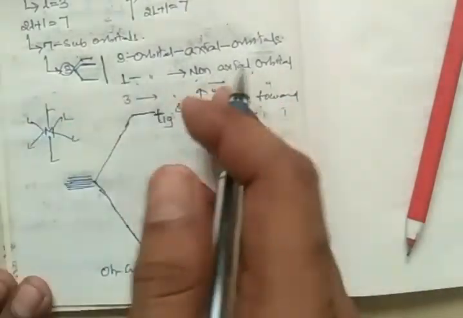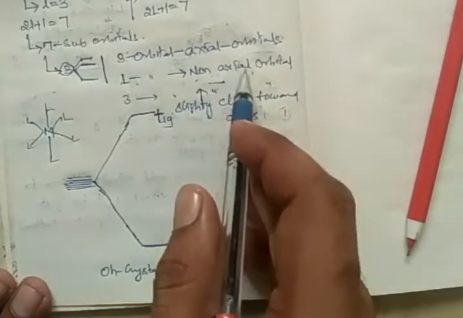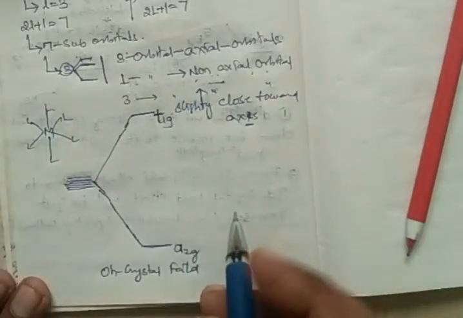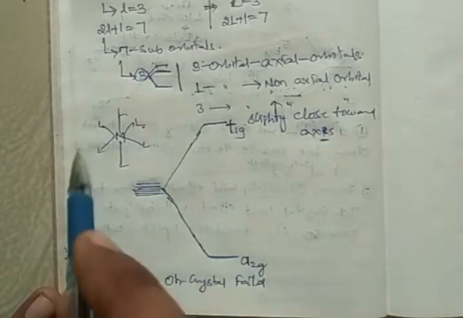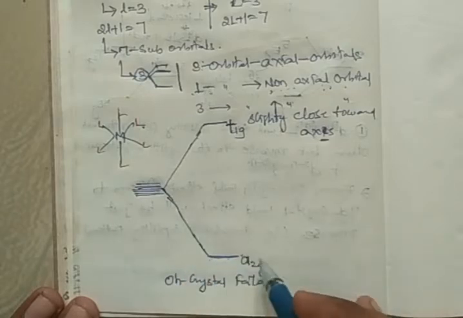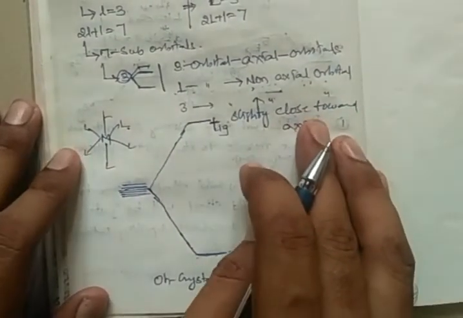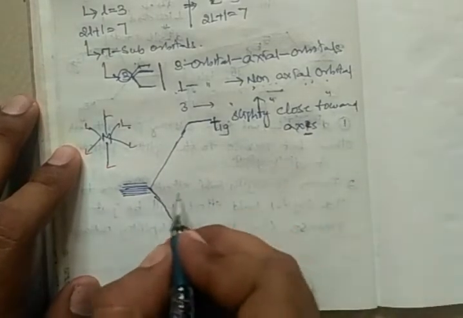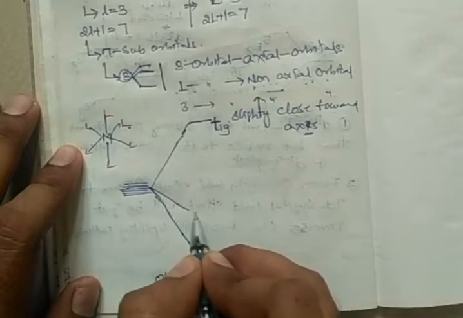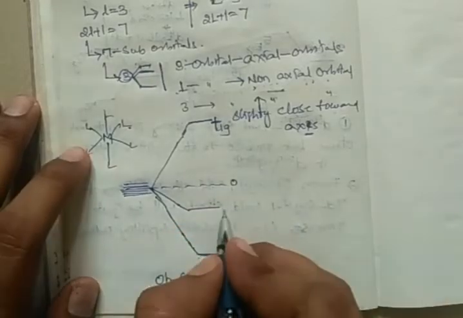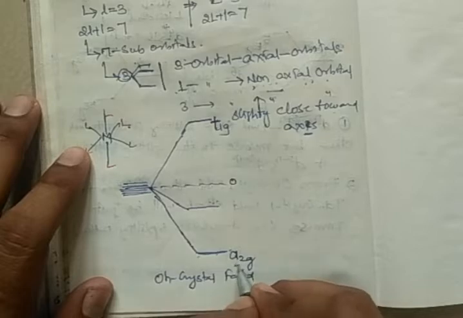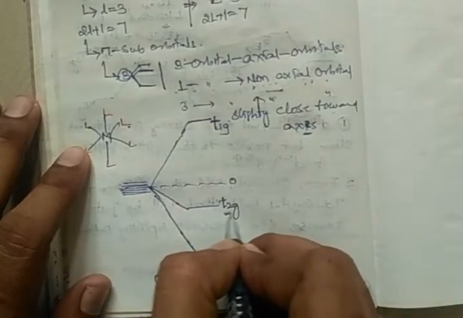And once we go to the non-axial orbitals, the one single non-axial orbital has lobes totally away from the coordination axis. So as its lobes are totally away from the coordination axis, it will never be influenced by the ligand side. Thus the single non-axial orbital will be stabilized, right? Once it is stabilized, it will reach the lowest energy level. After that, the next three orbitals, as they are slightly towards the axis, just slightly lower their energy and reach the next higher energy from the ground level, and it will be T2g.